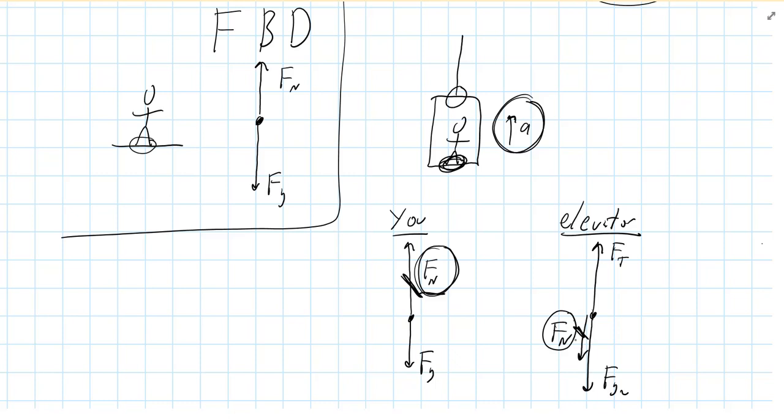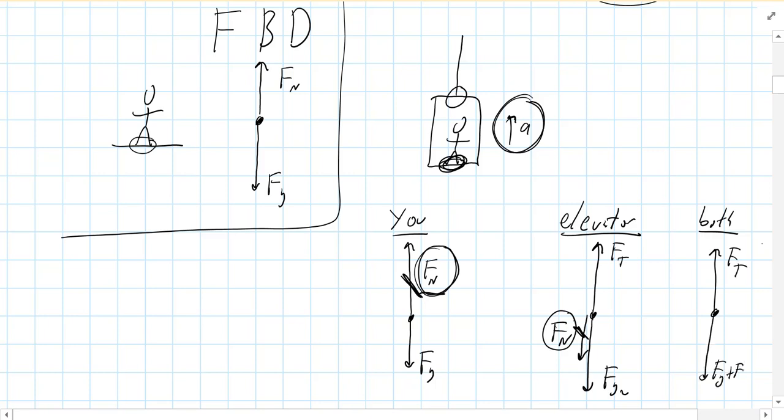Okay, so again, when you're drawing FBDs, be very careful what system you're drawing. Okay, are you drawing you? Are you drawing the elevator? Now, if you drew both together, okay, then you would have the cable, and then you would have FG plus FG2. That would be the force of gravity acting on the person plus the force of gravity of the elevator. So the total weight of person and elevator combined. So you really have to be careful when you're drawing an FBD, like which system are you drawing?